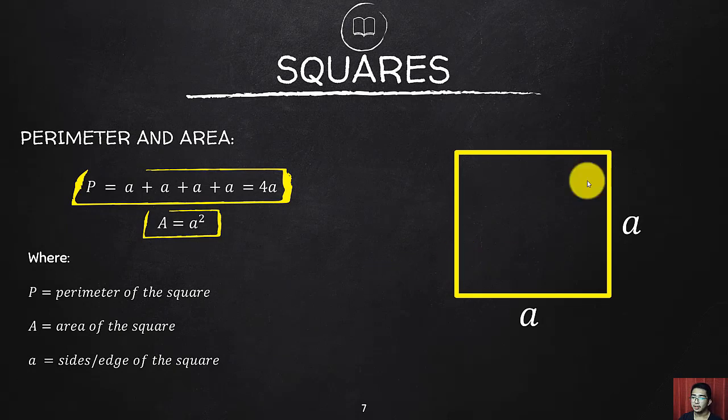Now, for a square, a very common figure, a square, as you all know, is a quadrilateral, a four-sided polygon with all of its sides equal. So let's denote the side as A. That's the side of the square, or its edge. To measure its perimeter, simply add all of the edges: A plus A plus A plus A, that's equal to 4A. To measure its area, simply multiply A times A, or A squared.